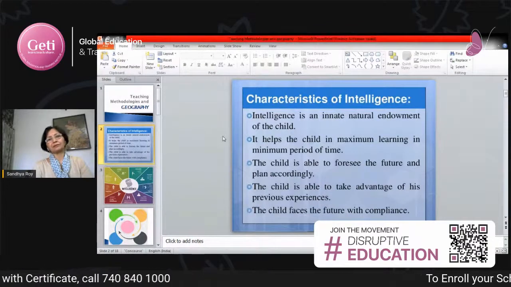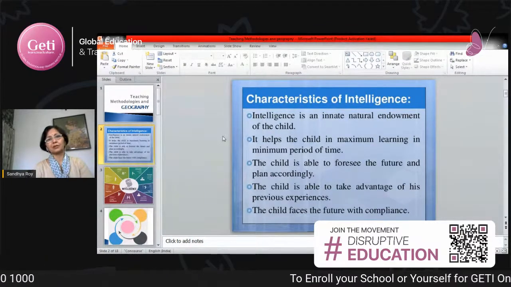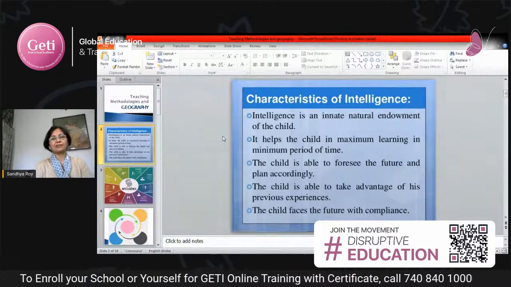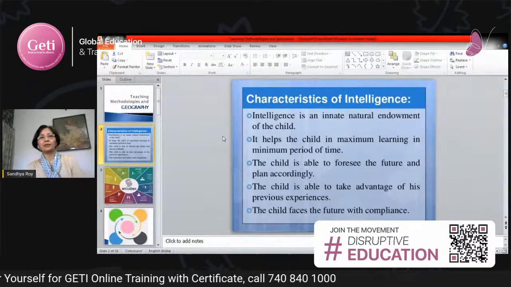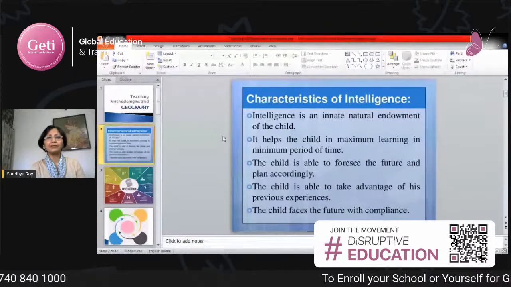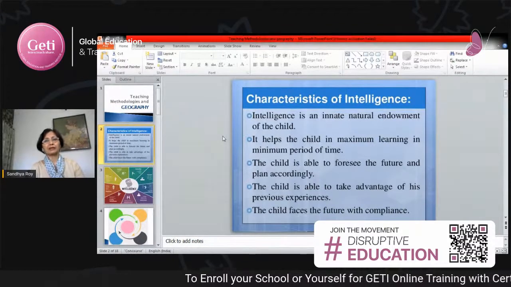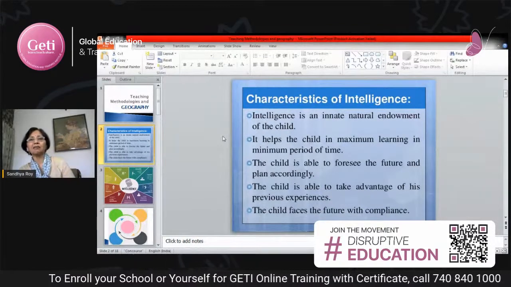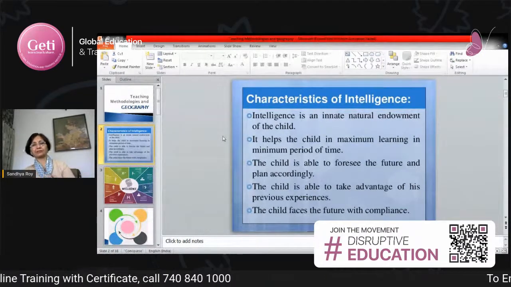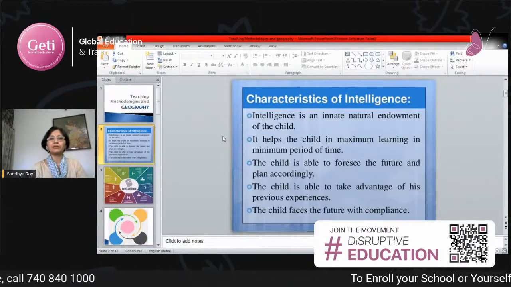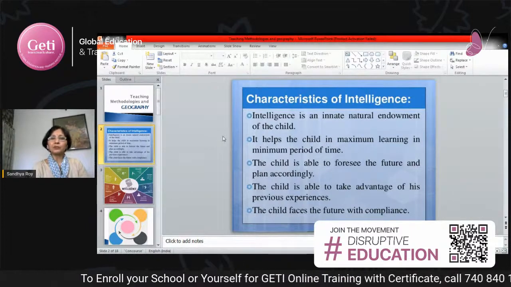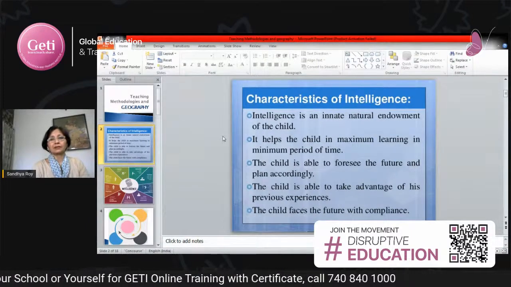And we have a very good relation with our epics. We can talk about the Mahabharata, how Abhimanyu learned different things while in the womb. So this is one of the evidence. Even our epics say the same thing. The second point says it helps the child in maximum learning in minimum period of time. So the more the child gets the environment to learn, the easier it will be for the child to learn, and the more opportunities it will get.